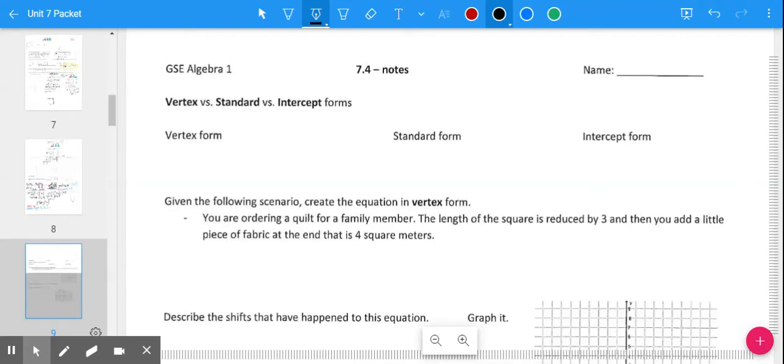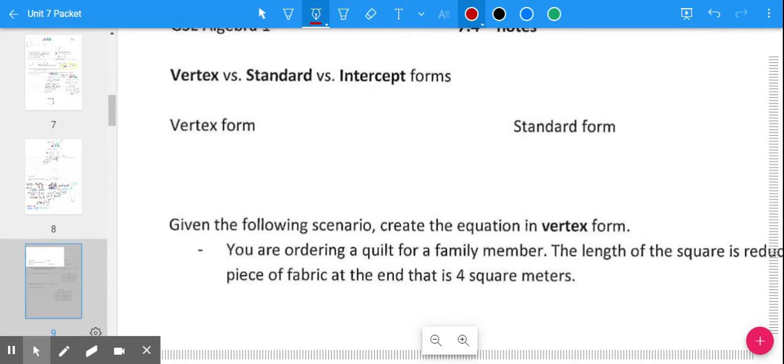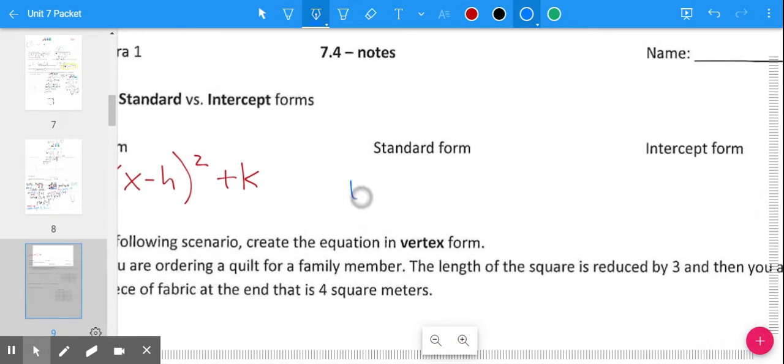Today we're going to be doing 7.4 notes. This is vertex versus standard versus intercept form. So the first thing it wants you to do is actually list out the generic forms of each of these quadratic equations. So vertex form is the one that we emphasized in the last lesson, and it's y equals a times x minus h squared plus k. Standard form is y equals ax squared plus bx plus c.